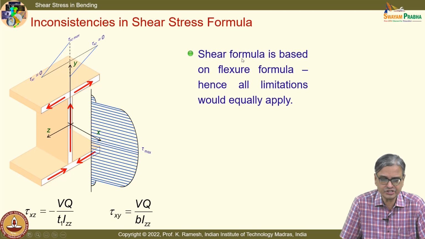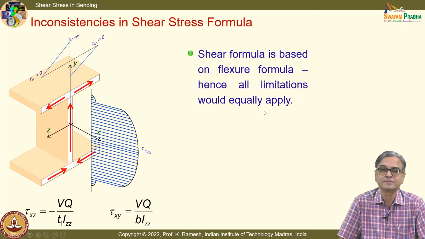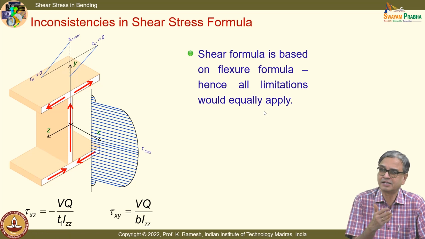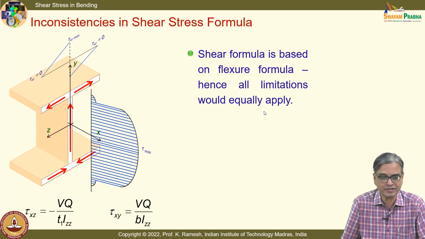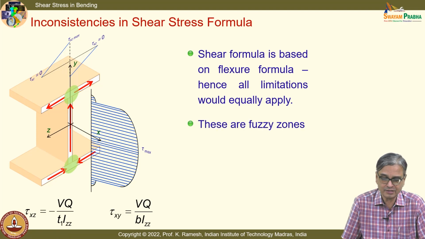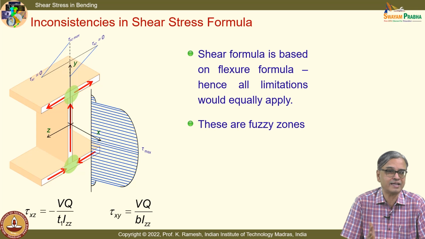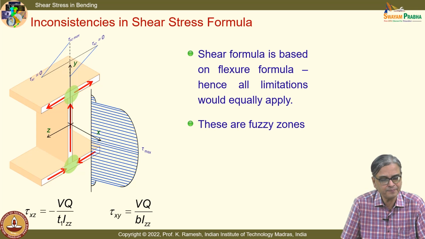And see, the shear formula is based on the flexure formula, hence all limitations would equally apply. Whatever limitations we have discussed on the flexure formula apply, because I have a plane of symmetry here. And you have this junction, I have junction 1 and junction 2, and we found these are fuzzy zones. I have two different values which I am saying.